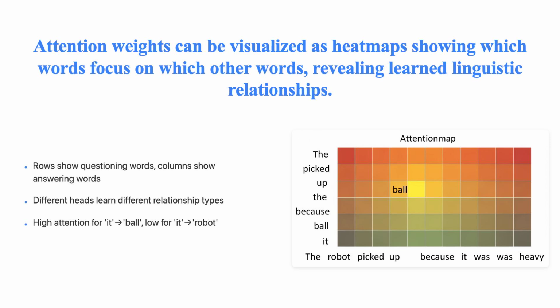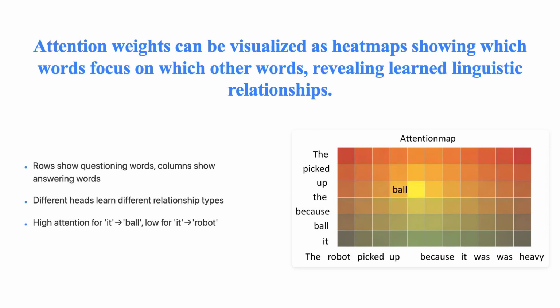This isn't programmed, it's learned from thousands of examples where pronouns refer to appropriate nouns. Different attention heads learn different types of relationships. One head might specialize in syntactic dependencies, subject-verb relationships, another in semantic similarities, synonyms and related concepts, and another in discourse structure, anaphora resolution like our "it" example.